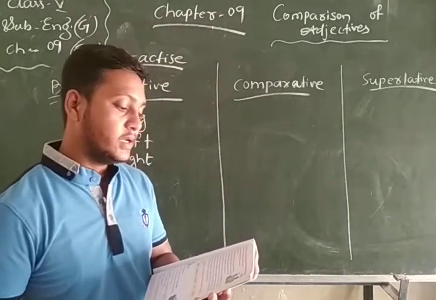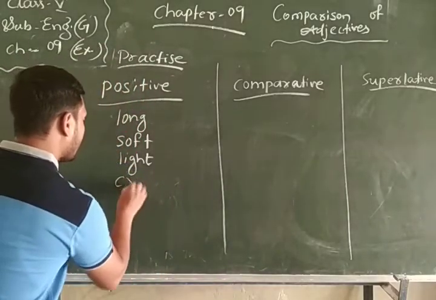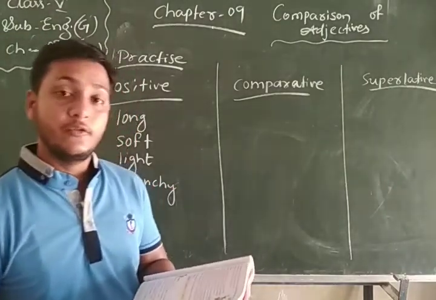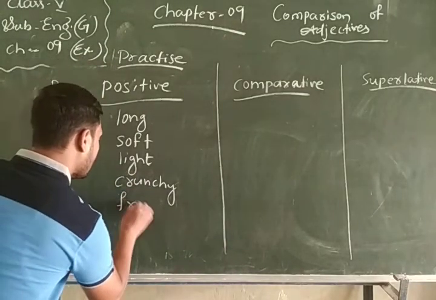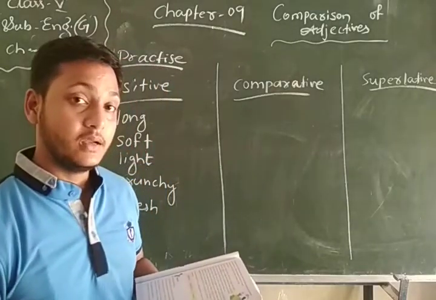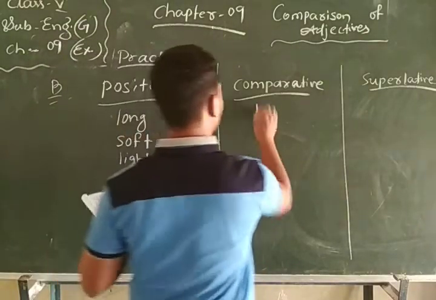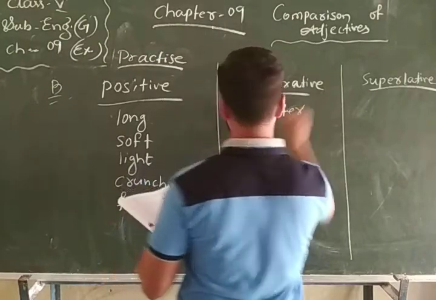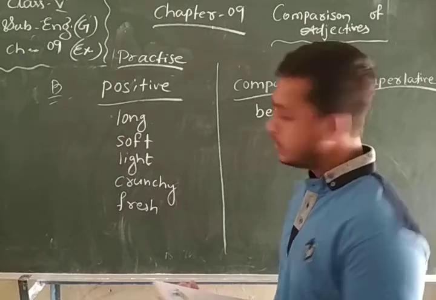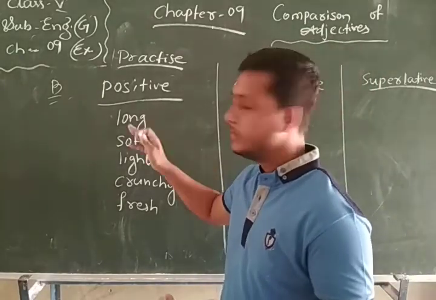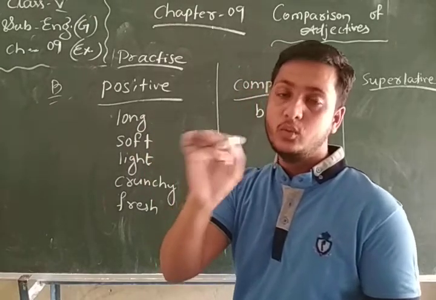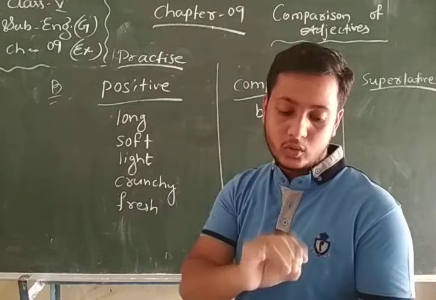He likes to eat crunchy bones and fresh meat. He understands me better than anyone else in the family. Better comes under comparative form. I take him on long walks. Okay, we have already written long here, so no need to write it down. Just underline that word, long, in your notebook.